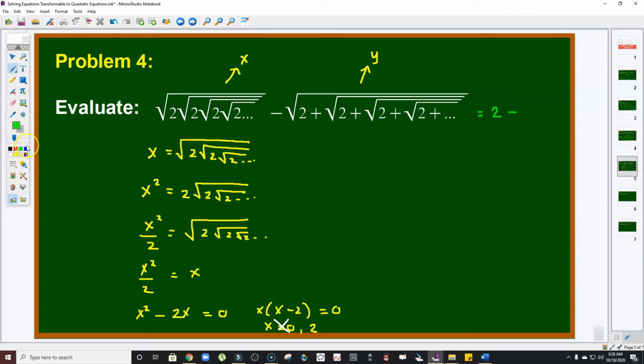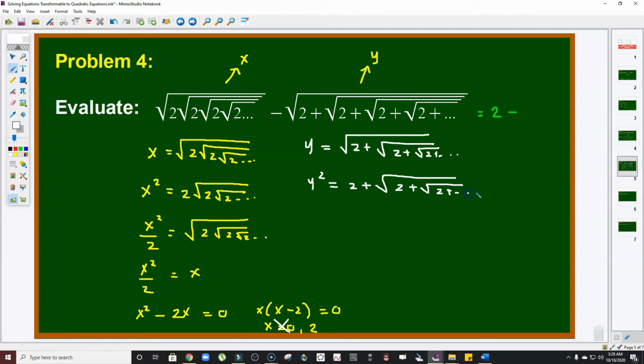Next. Since this is equal to y, y equals square root of 2 plus square root of 2 plus square root of 2 plus and so on. So square both sides: y squared equals 2 plus square root of 2 plus square root of 2 plus and so on. Now take note, yung second term ko sa right side ng equation is just the same as the given y. So therefore, quadratic equation: y squared minus y minus 2 equals 0. And that's factorable. Y minus 2, y plus 1 equals 0.